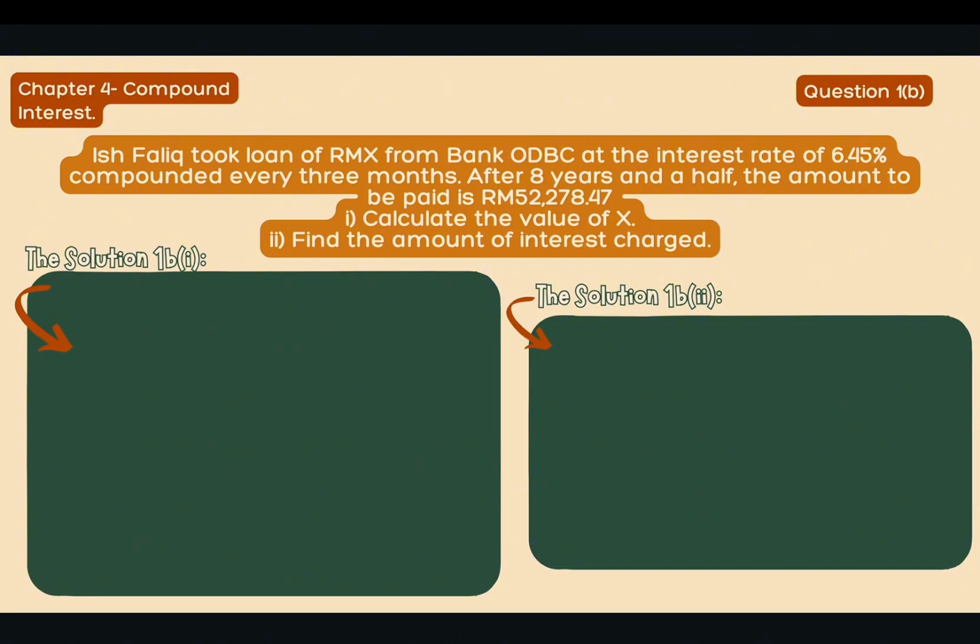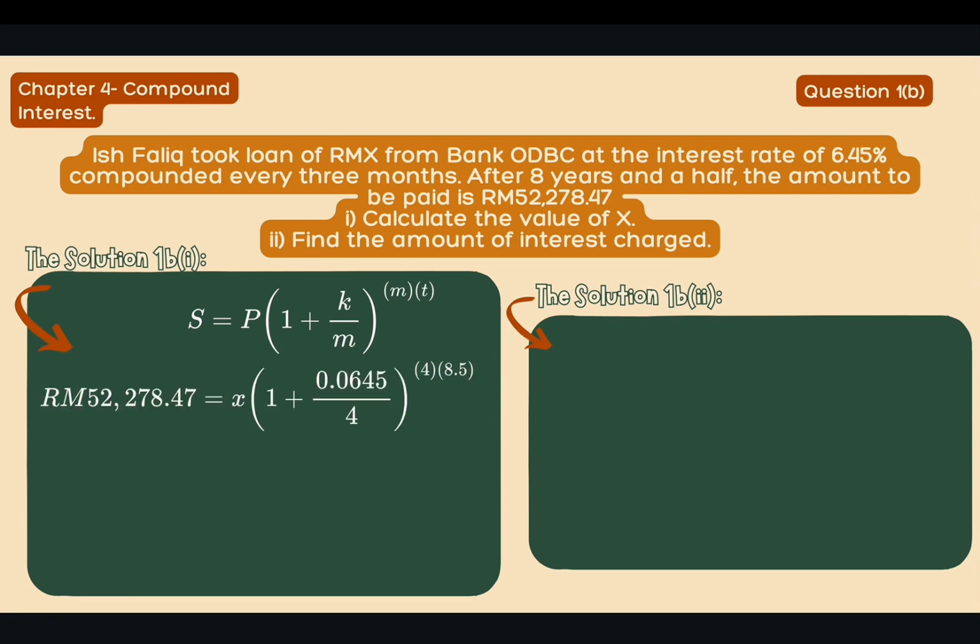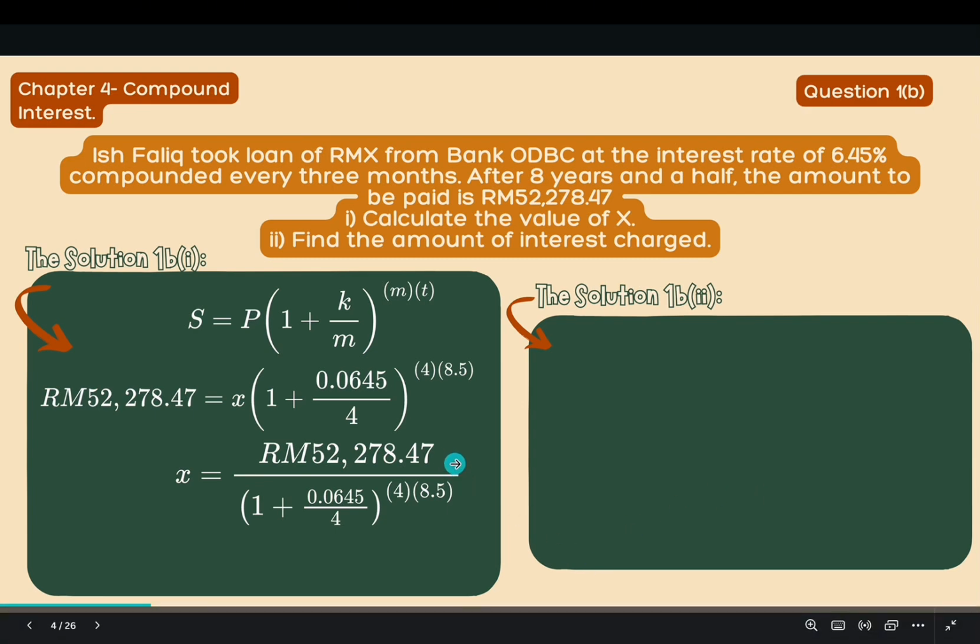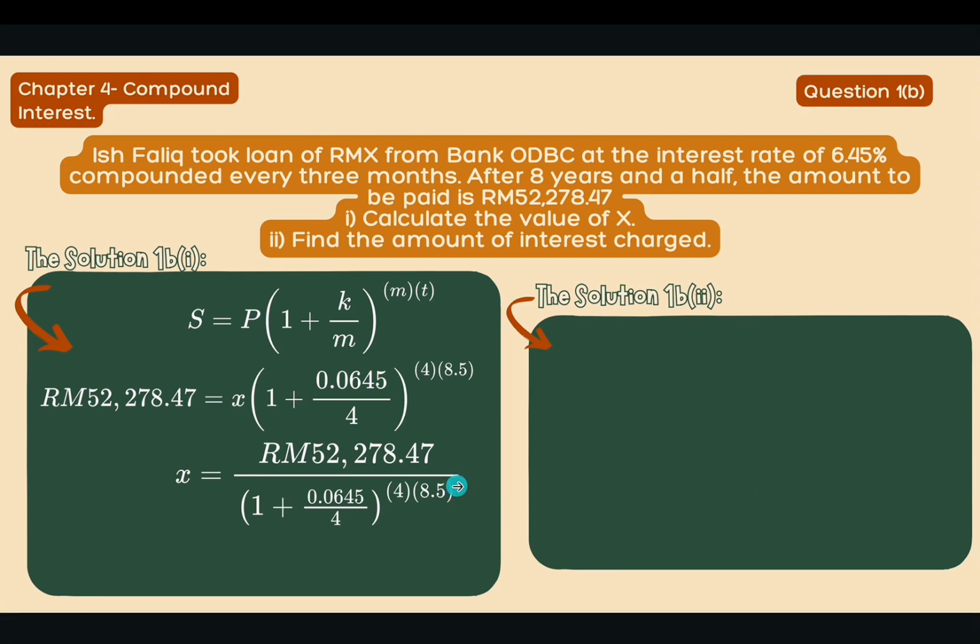We need to use S equals P times 1 plus K over M with the power of M times T. So 52,278 ringgit 47 cents equals X times 1 plus 0.0645 over 4 with the power of 4 times 8.5. Then we need to divide 52,278.47 by 1 plus 0.0645 over 4 with the power of 4 times 8.5. Then our X is 30,347 ringgit and 31 cents.